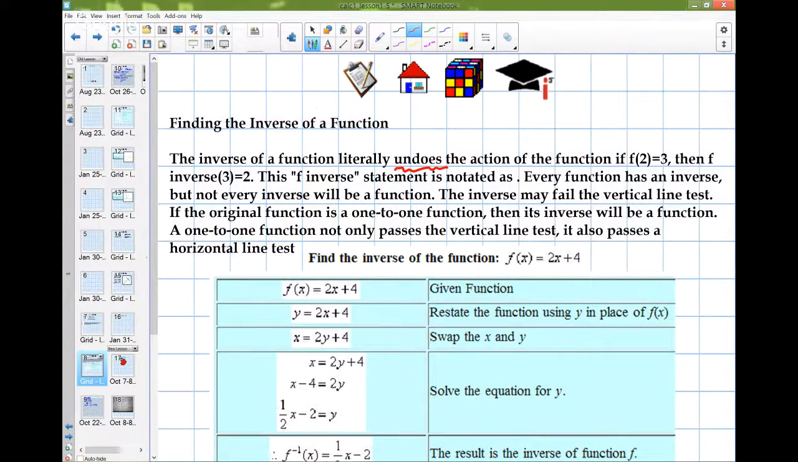So if f of 2 is 3, then f inverse of 3 is 2. The ordered pair is literally reversed from (2, 3) to (3, 2). Every function has an inverse, but not every inverse will be a function. You remember what a function is: a function passes the vertical line test. That is, for each x, there can be only one y.